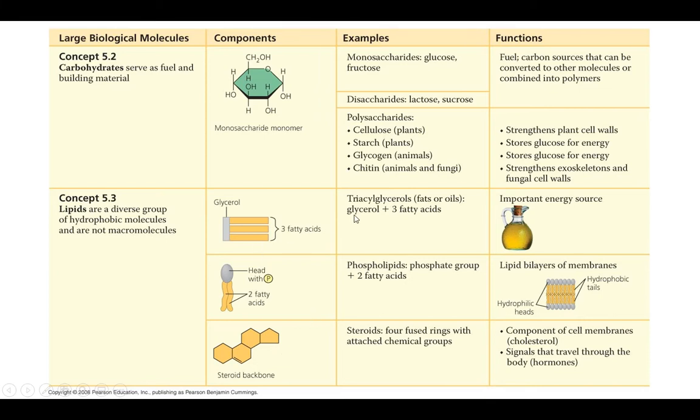Triacylglycerols, or fats or oils, are composed of glycerol and three fatty acids, which is an important energy source. Phospholipids are composed of a phosphate group plus two fatty acids, which can be found in the lipid bilayers of membranes or cell membranes. The example of the steroid backbone is steroids, four fused rings with attached chemical groups, a component of cell membranes, or cholesterol, and signals that travel through the body, which are hormones.